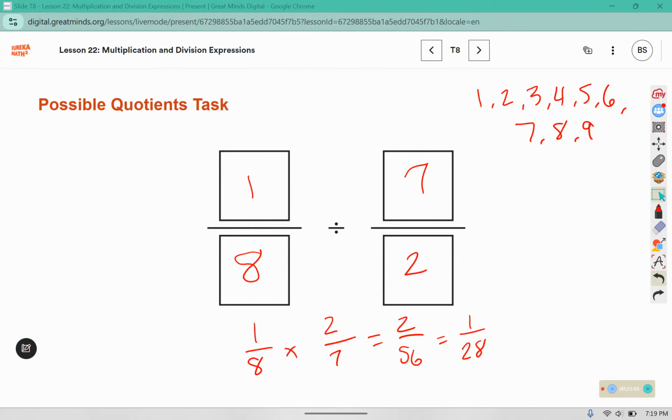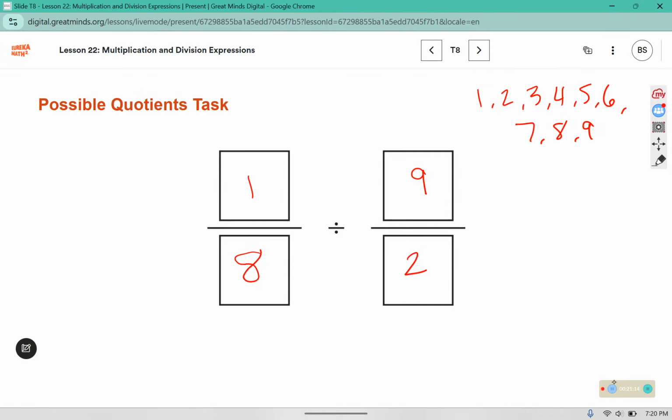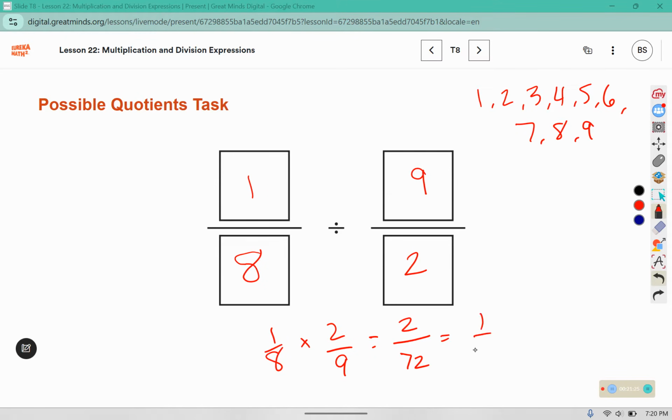What if we changed this to 9, for example? Okay, now if I did that, then I would end up with 1/8 times 2 over 9. 1 times 2 is 2. 8 times 9 is 72, which reduces to 1 over 36. A 36 is smaller than a 28. Can you come up with one smaller?